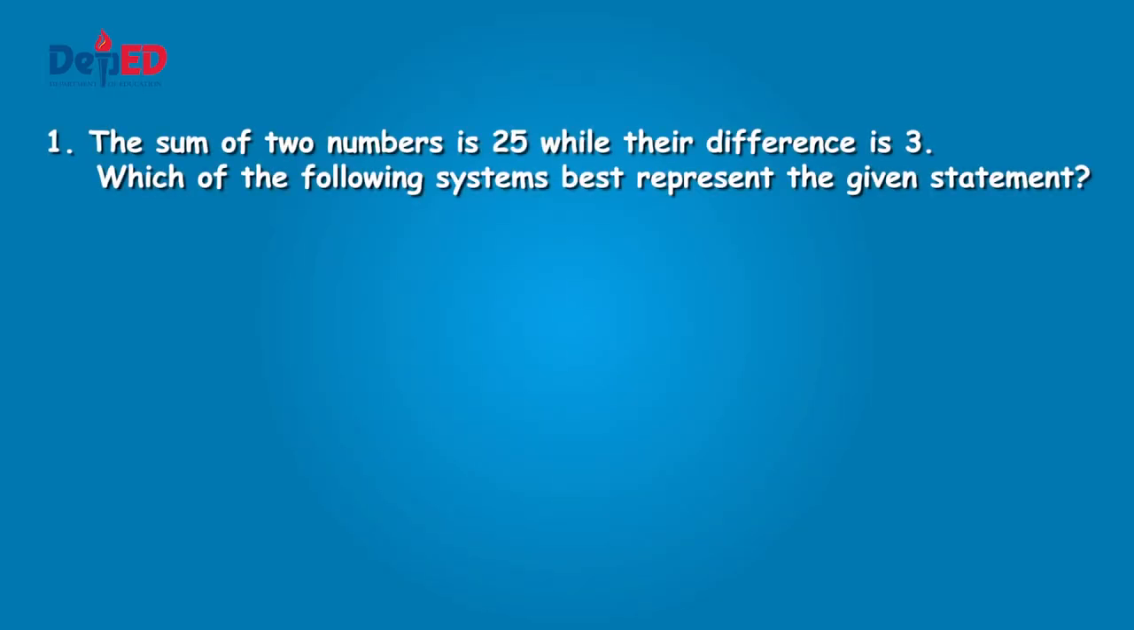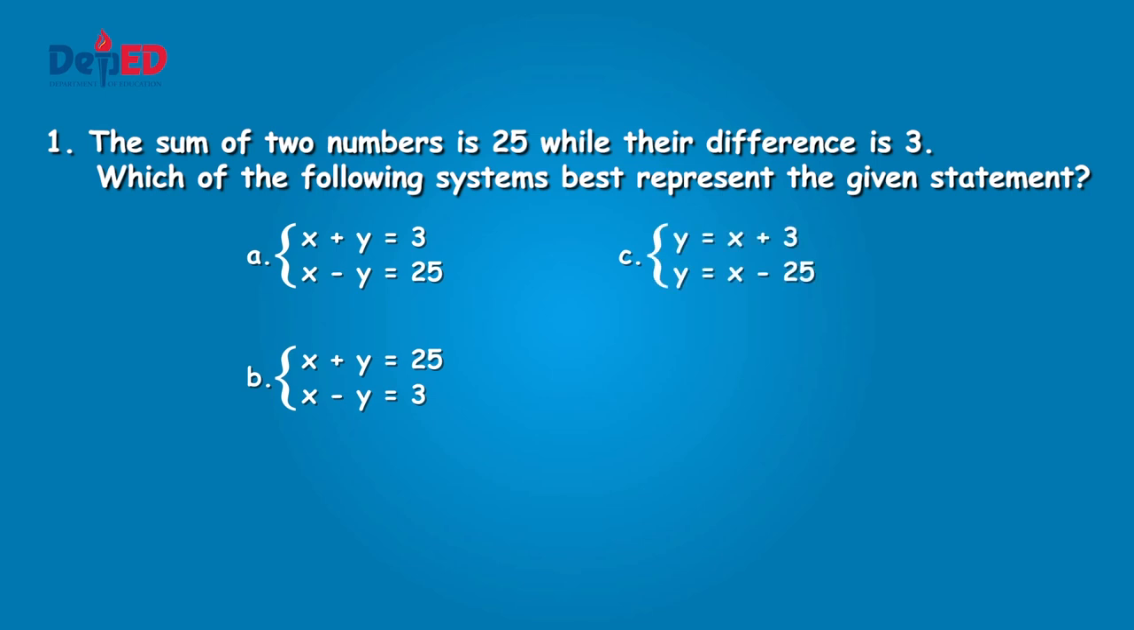Number 1. The sum of two numbers is 25, while their difference is 3. Which of the following systems best represents the given statement? A, x plus y equals 3, and x minus y equals 25. B, x plus y equals 25, and x minus y equals 3. C, y equals x plus 3, and y equals x minus 25. Or D, y equals x minus 3, and y equals x plus 25.